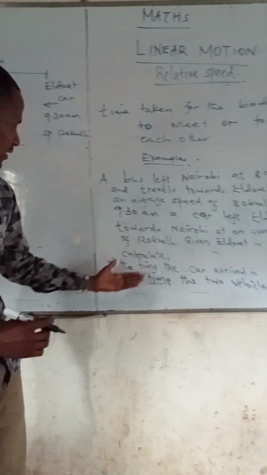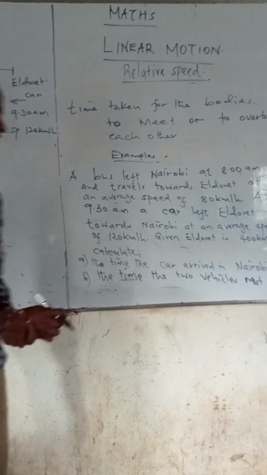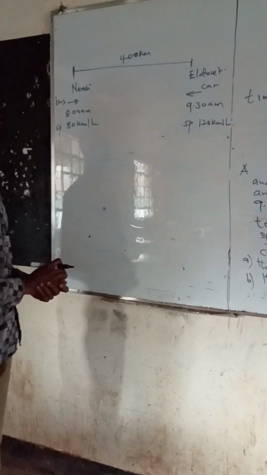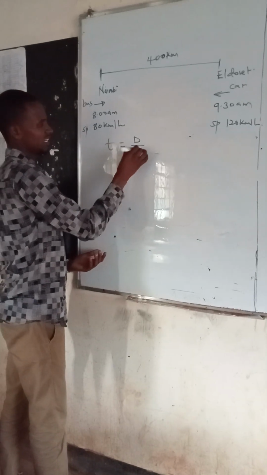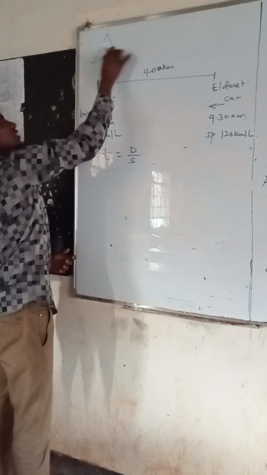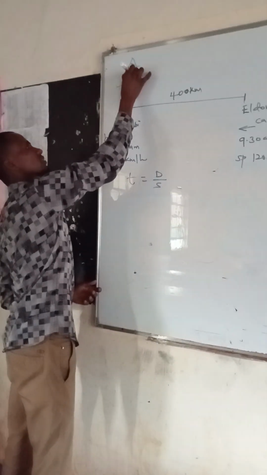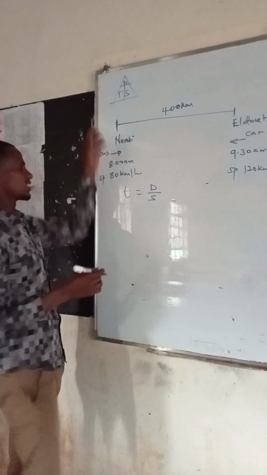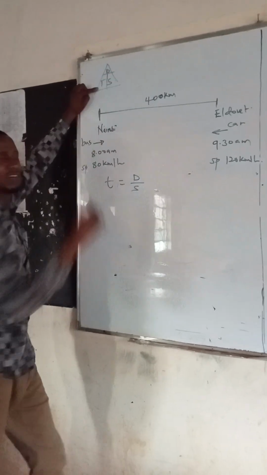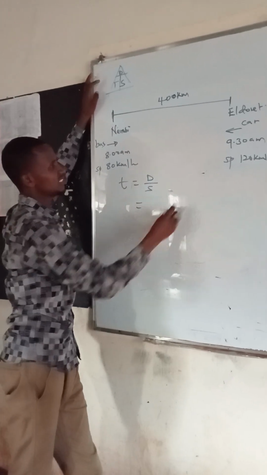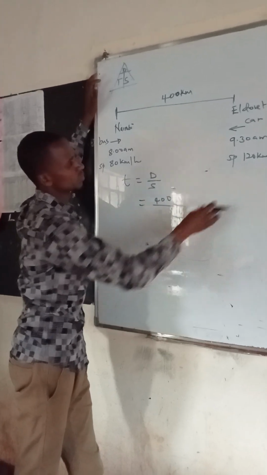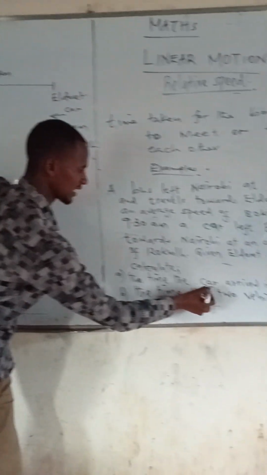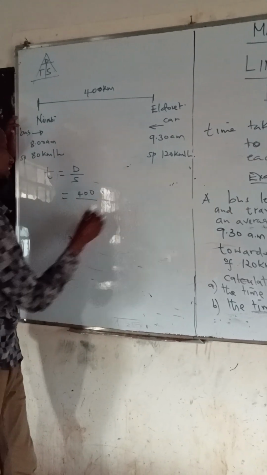Then you are told, calculate the time the car arrived in Nairobi. So what do you need to know? For you to get time, what you need is distance and speed. Remember distance, time, and speed. Because you need time, it will be distance over speed. What is the distance? The distance is the entire 400, divided by the speed of the car. The speed of the car is 120.